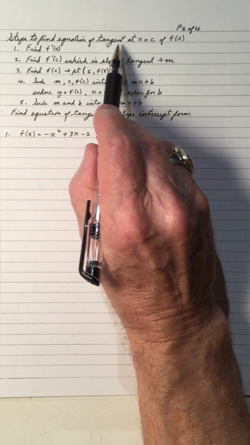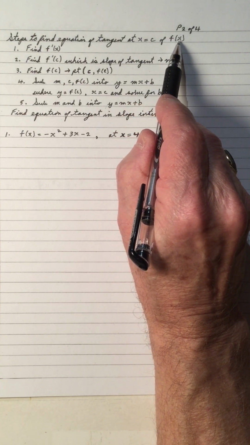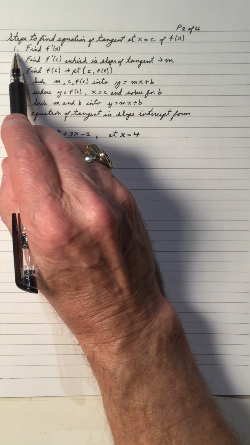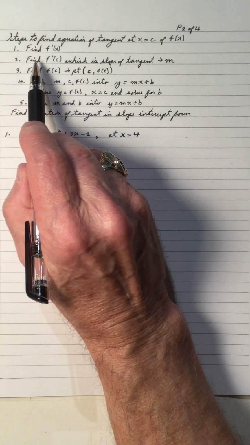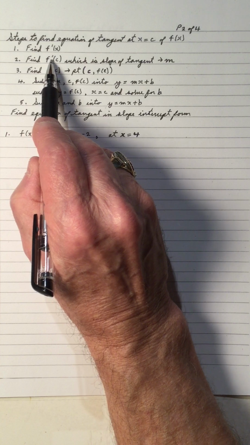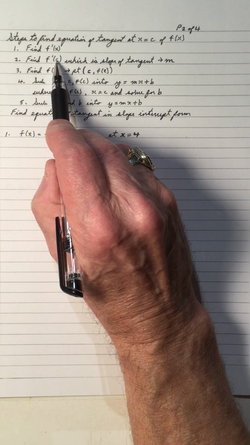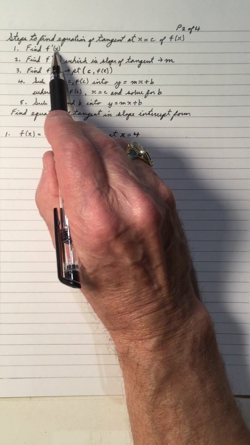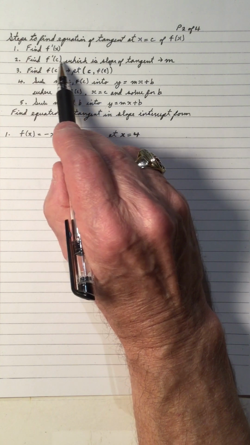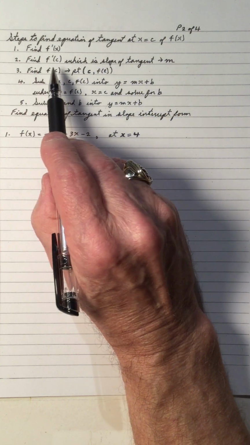Steps to find the equation of a tangent at x equals c of f of x. Number one, find f prime of x. Let's find the derivative. And then find f prime of c, so whatever value of x I put in the place of x in the expression of the derivative. When you work this out, you have the slope of the tangent, which we'll call m.